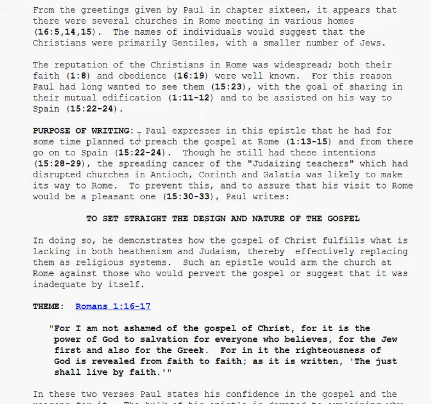So the purpose of writing would be that Paul wants to express that he has an intention to go to Rome to preach the gospel to them personally, and then from there to go to Spain. We're not sure if he ever got to Spain, but he still had intentions and he had plans, right? So basically he wanted to be there to combat the Judaizing teachers. We'll get into that later on in the book of Romans, because it will come up again. These teachers were disrupting churches in Antioch, Corinth and Galatia, and were likely on the way to Rome. So he wanted to be there to prevent this, and also to assure them that his visit to Rome was going to be a peaceful and pleasant one.